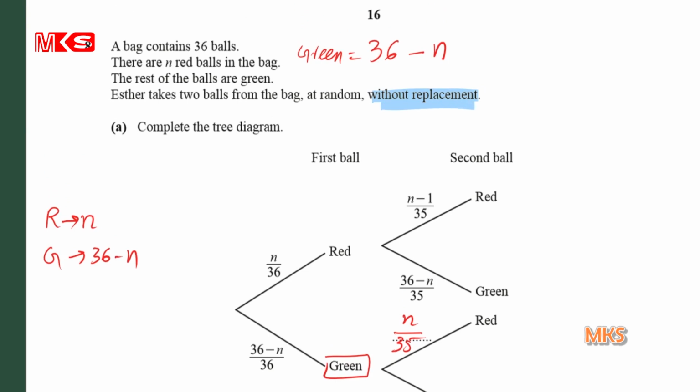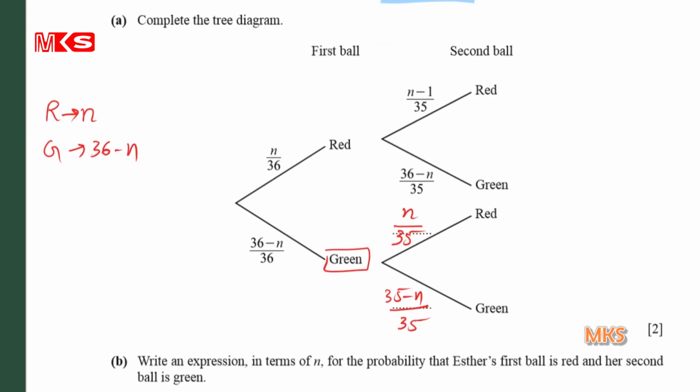Without replacement, if we have the same, for example here, green and green, subtract 1 from the numerator as well as from the denominator: 36 minus n minus 1 from the numerator as well as from the denominator. And if they are different, n stays as it is, and 1 will be deducted only from the denominator.